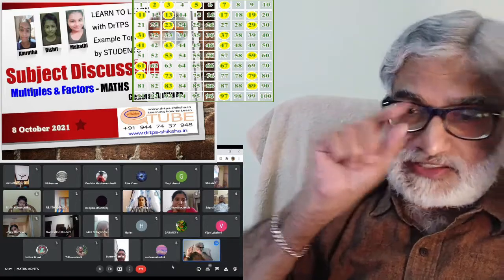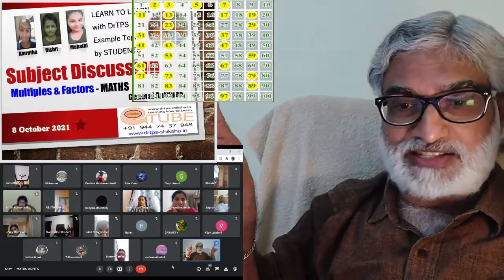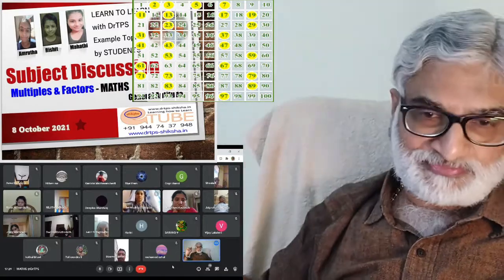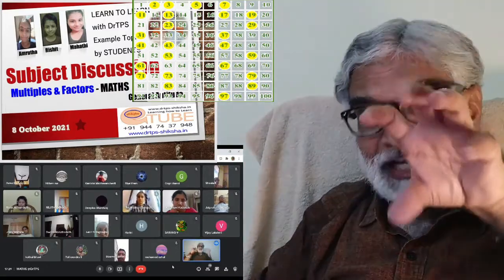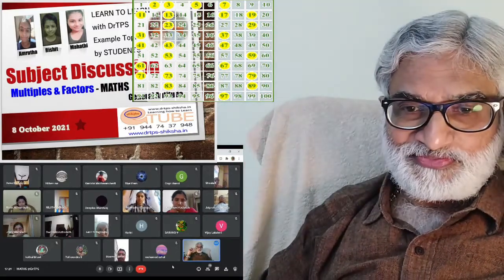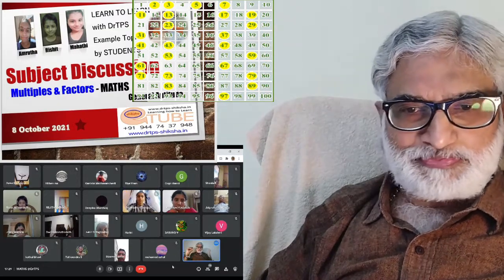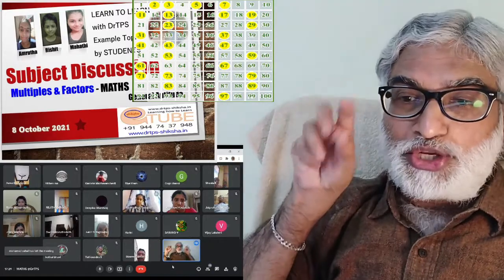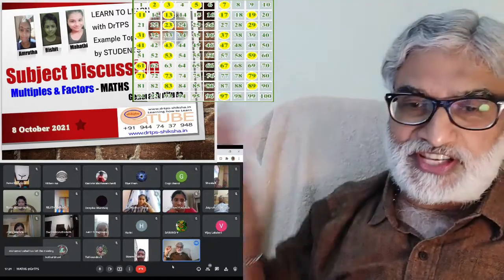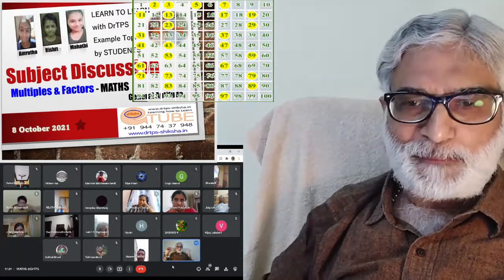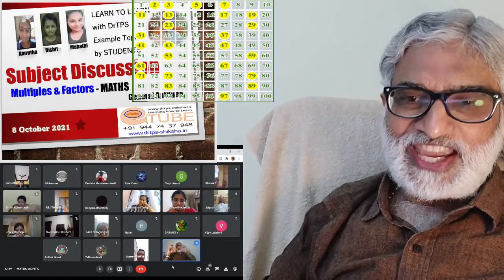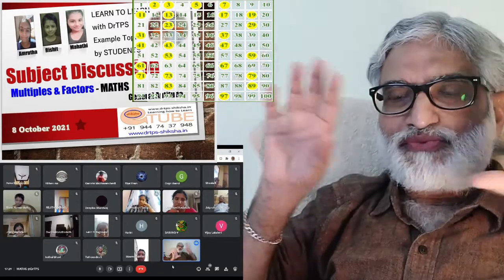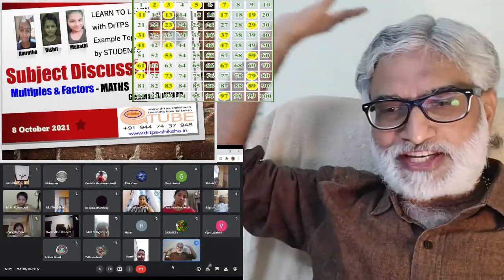If it is 6 on one side and 8 on the other side, how many such equal squares can I make inside? How many boxes of this size can I put inside? Very simple. Suppose my box is 6 by 8. How many 2 into 2 square boxes can I put inside? Factor only you are doing. 8 factor is 4, 6 factor is 3, therefore 4 into 3, 12 boxes I can put.